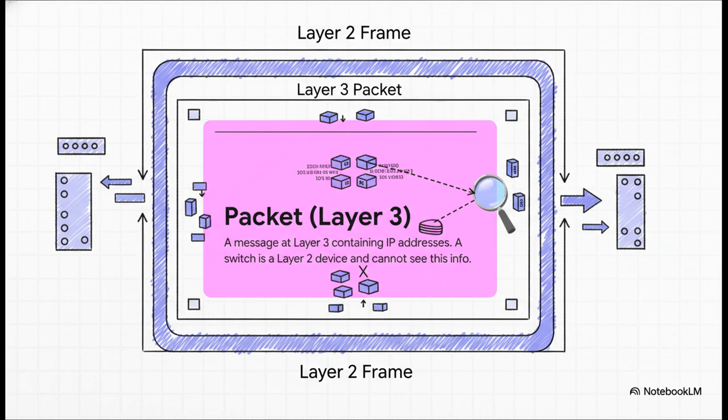So here's the best way to think about it. The Layer 2 frame is the envelope with the local mailing address on it. That's what our mail carrier, the switch, can read. But inside that envelope is the Layer 3 packet. That's the actual letter, and it contains the cross-country address, the IP address. A standard switch only ever looks at the envelope. It doesn't open the letter, so it has no idea what the IP address even is.